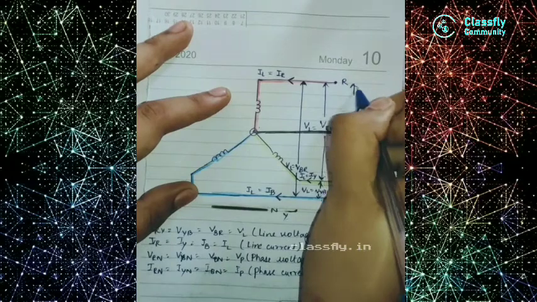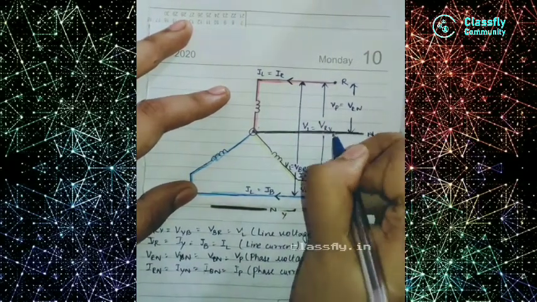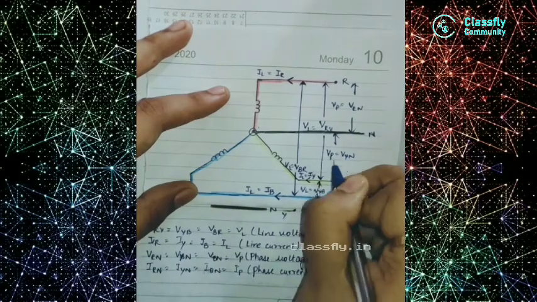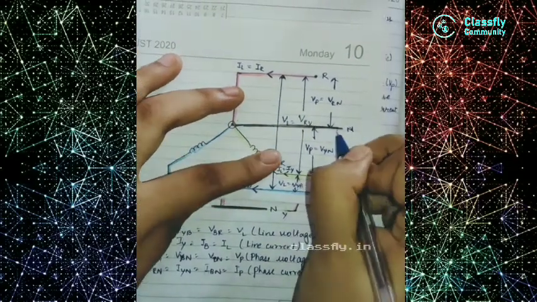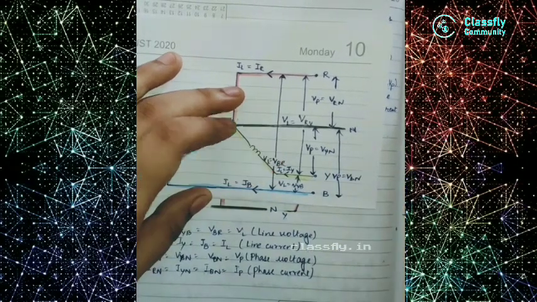So VRN, that means from R to this will be my VRN, my phase voltage. VYN, that means this one to this one, and VBN will be from this part to this line.